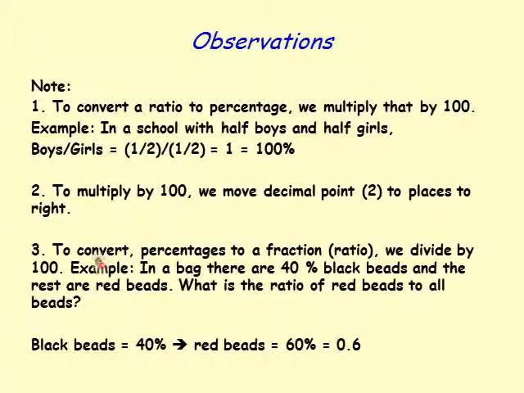To convert a percentage to a fraction, which is a ratio, we divide by 100. An example: in a bag there are 40% black beads and the rest are red beads. What's the ratio of red beads to all the beads? Black beads are 40% and red beads are 60%, and we're going to convert 60% to a ratio, which is 0.6.